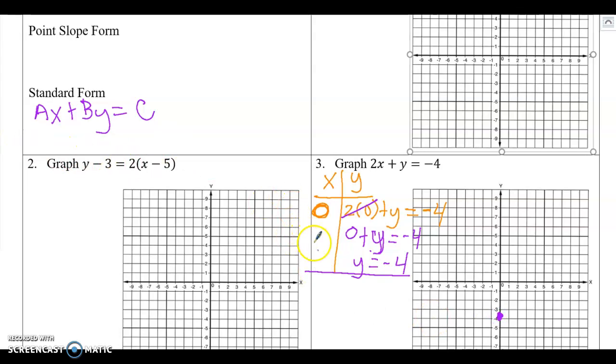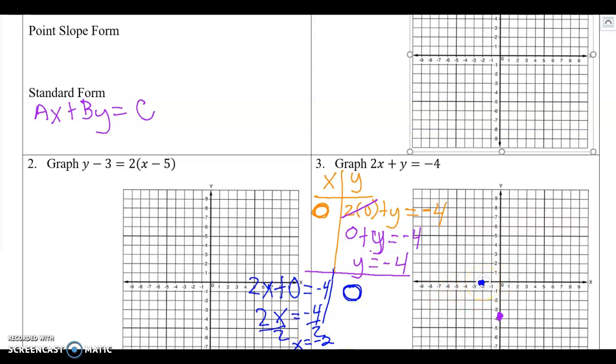So now I want to find another easy point. Okay? So remember how I plugged x in for 0? Now I'm going to do the same thing for y. So instead of y, I'm going to put 0 where y is. So I'm going to have 2 times x plus 0 equals negative 4. And the reason why I plugged in 0 for y is because it goes away. 0 just means 0. You don't need to write it. So I just have 2x equals negative 4. Divide both sides by 2, and x is negative 2. So my next point is negative 2, comma 0.